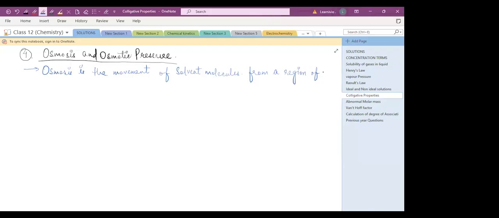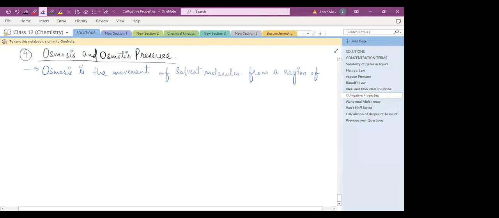Yes, ma'am. So just remember the difference. If I'm talking about the solvent molecules, it will be from higher solvent concentration to low, right? And if it is solute concentration, it will be low to high. Okay, so I will write both definitions.